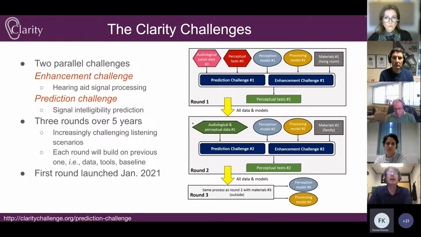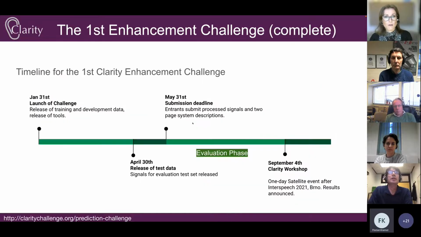The first round of our enhancement challenge was actually launched back in 2021. That launched back in January. We released data, artificial scenes, noisy scenes with speech embedded in them, which people had to enhance. In April, we released test data where we told people, here are the scenes that you've got to enhance, and here are the listeners who are going to be listening to those scenes. People submitted systems in May. Then we had a lengthy evaluation phase where we presented these enhanced signals to hearing impaired listeners, collecting scores.